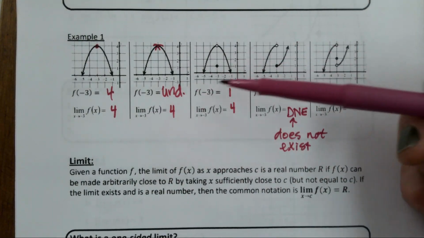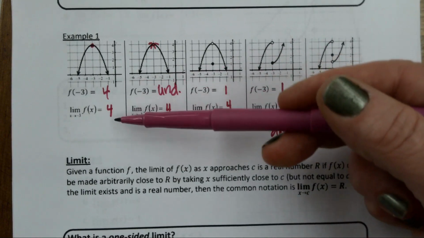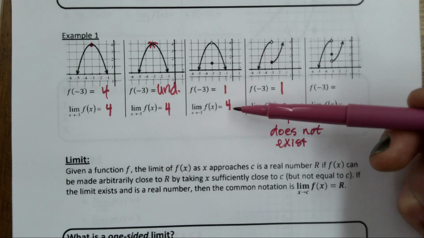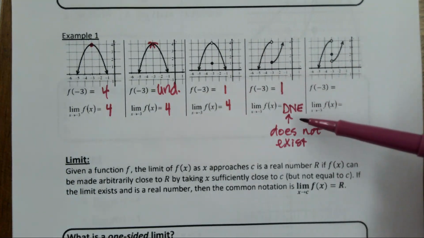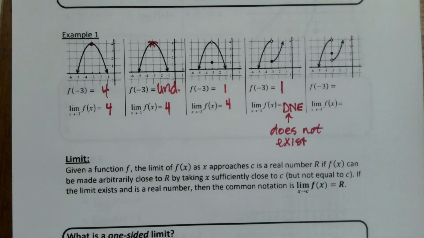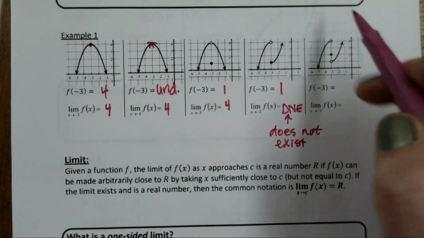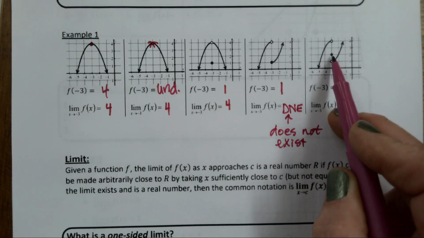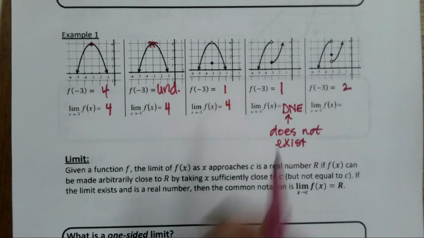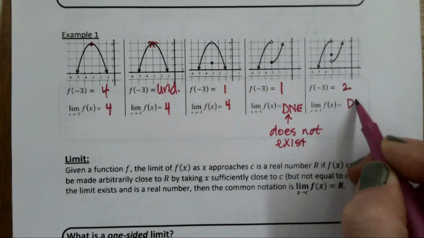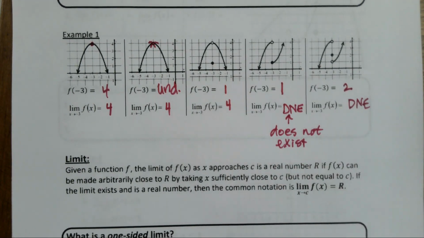I can have a matching value, matching limit. I can have a value that doesn't match the limit. I can have a value but no limit. I can even have no value, no limit. All right? What's my next one? What's the value at -3? Where is there a closed circle? That's at 2. Where is the limit? It doesn't come together, and that's the whole point of limits.